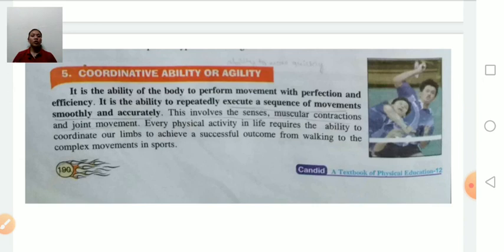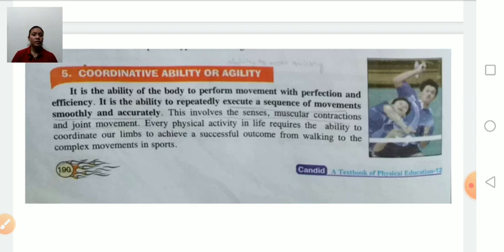Last is coordinative ability. Coordinative ability is the ability of the body to perform movement with perfection and efficiency. Means the ability to do the movement with perfection. किसी भी movement को doing perfectly and efficiently करना. Or it is the ability to execute a sequence of movement smoothly and accurately. Movement को smoothly and accurately करना without getting unbalanced. ठीक है, बिना unbalanced हुए.